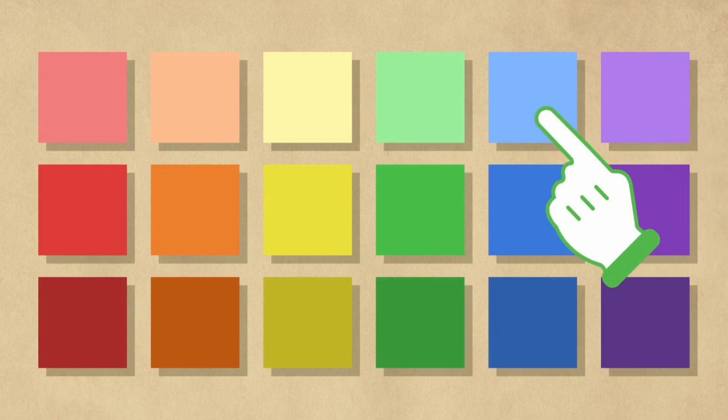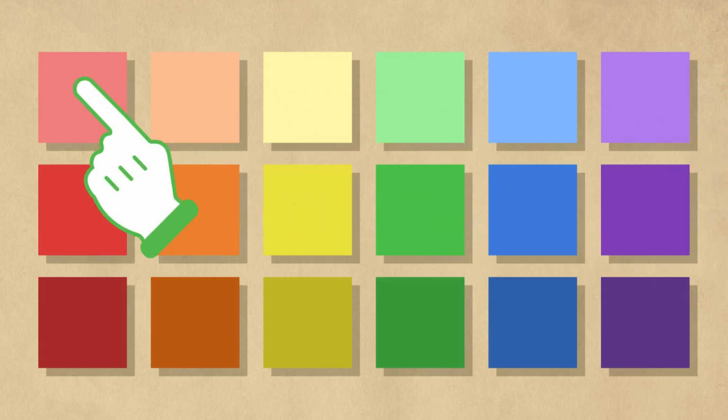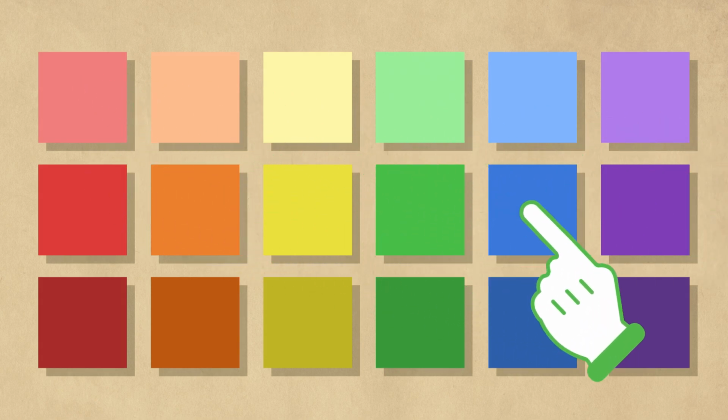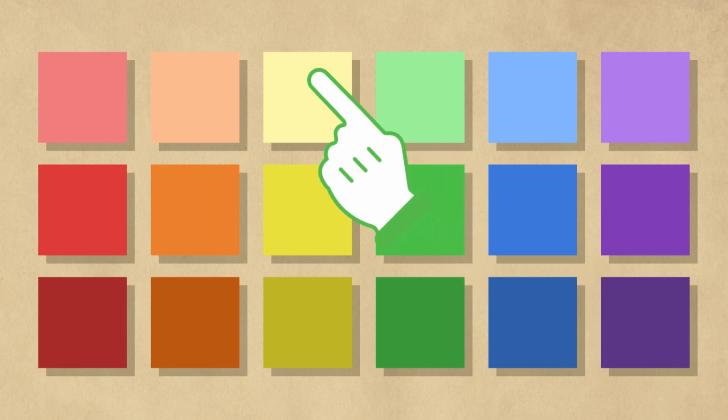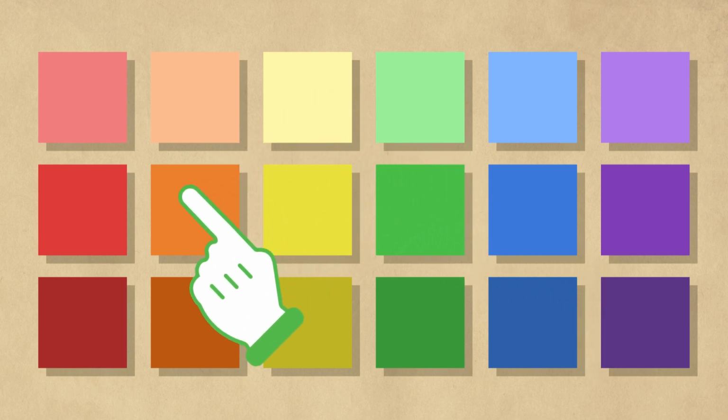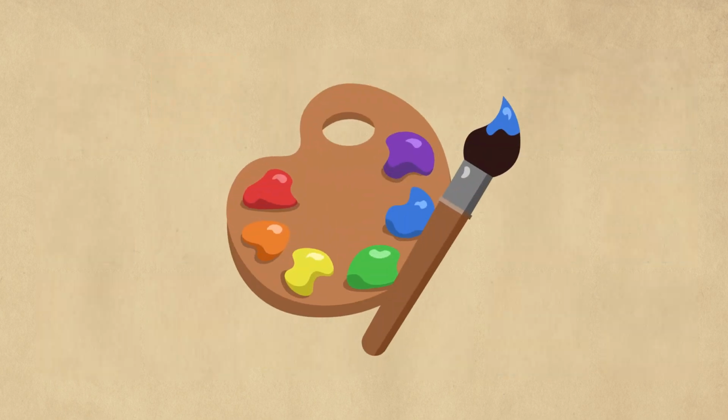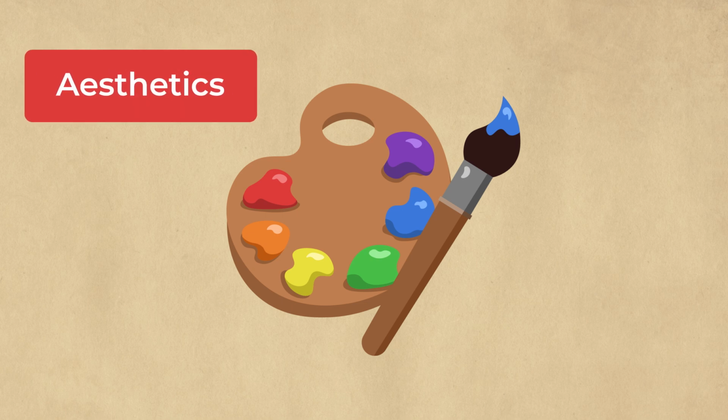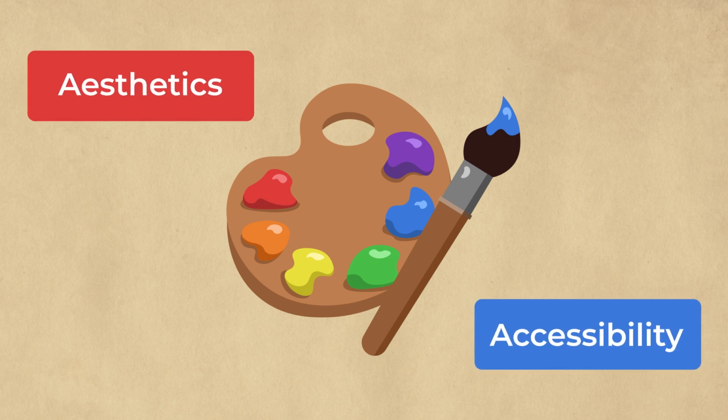Choosing the right colors for your design is more than just picking what looks nice. It's about creating a palette that communicates your message, enhances readability, and connects with your audience. You don't have to be a professional designer to create effective color palettes for your projects. The key is to strike a balance between aesthetics and accessibility. With these tools and tips, you're ready to tackle your next project with confidence and creativity.